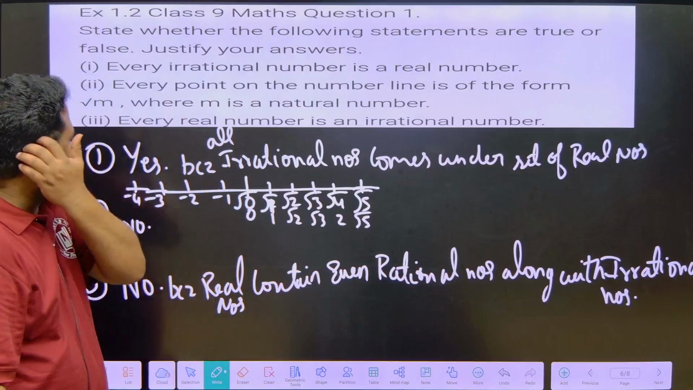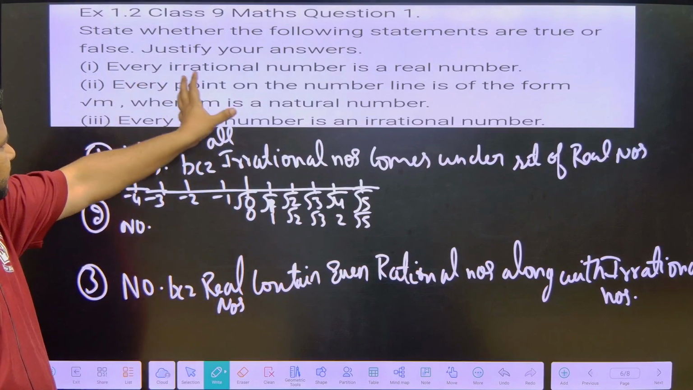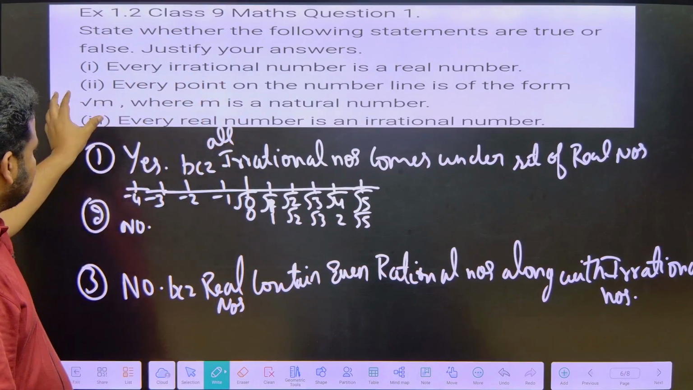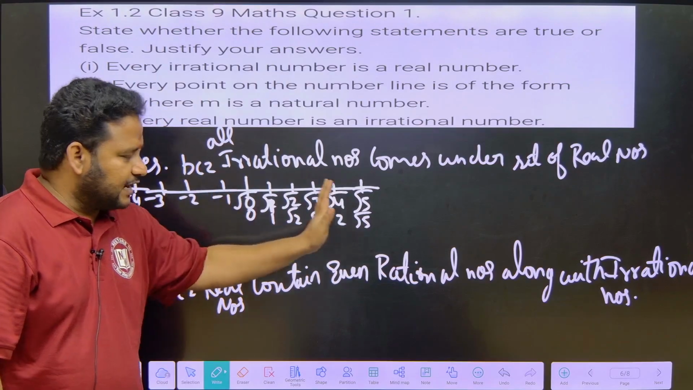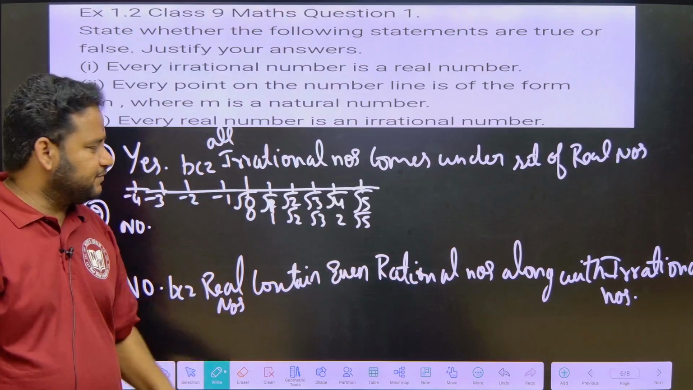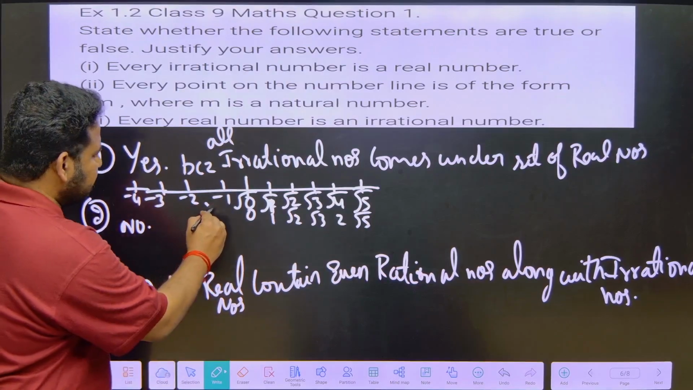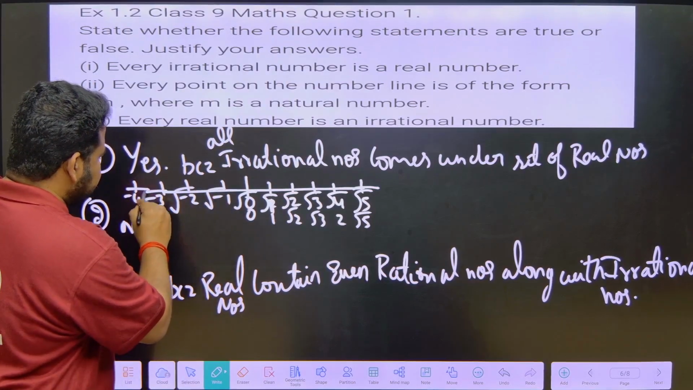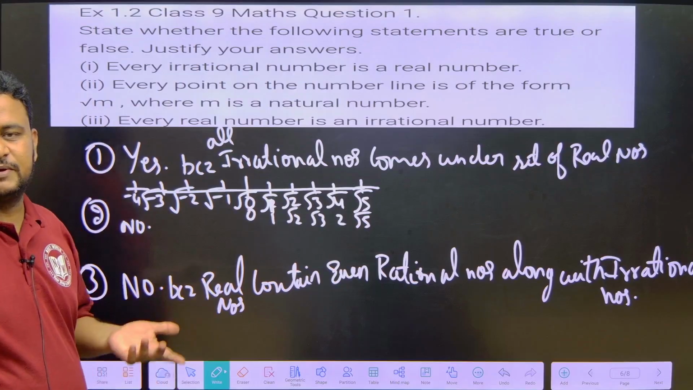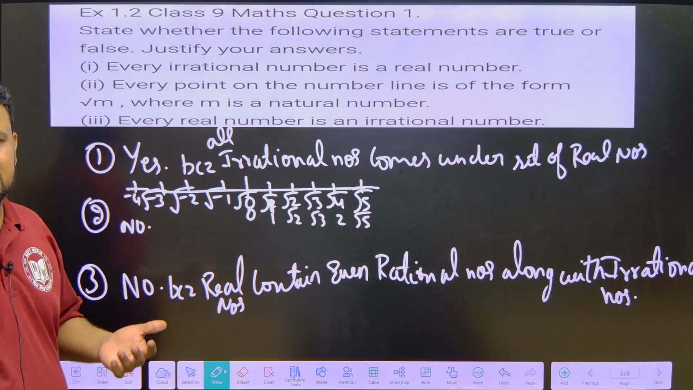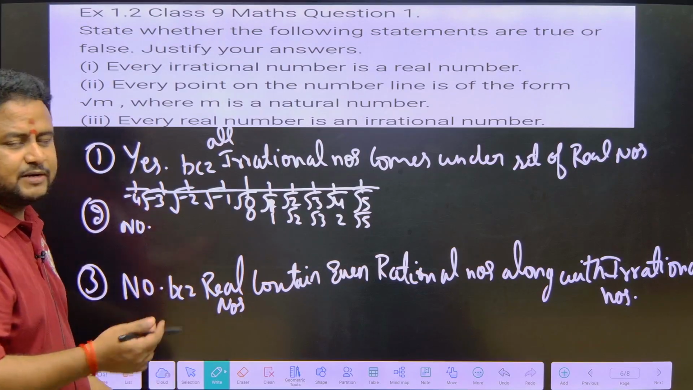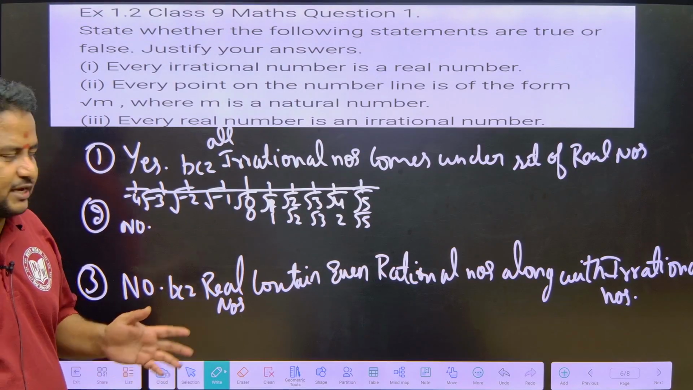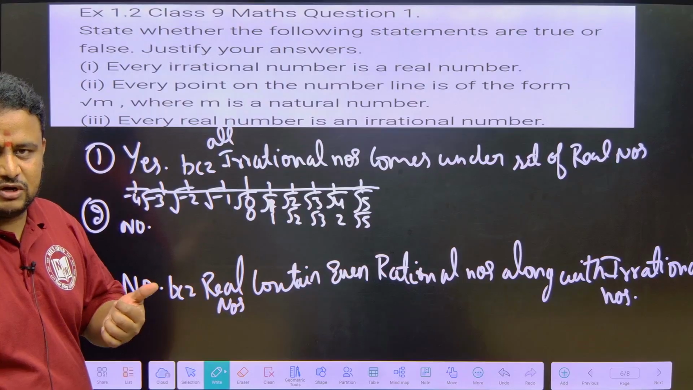Now what happens? Every point on the number line is of the form square root of m, where m is a natural number. Yes, it holds true when it comes to 0 and also these natural numbers. But when it comes to negative numbers, you cannot write a square root, because the square root of a negative number does not exist. It is not a natural number. It is not at all a real number also, because these are some other numbers called complex numbers.